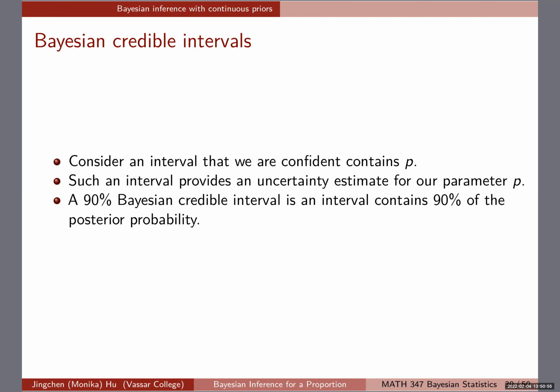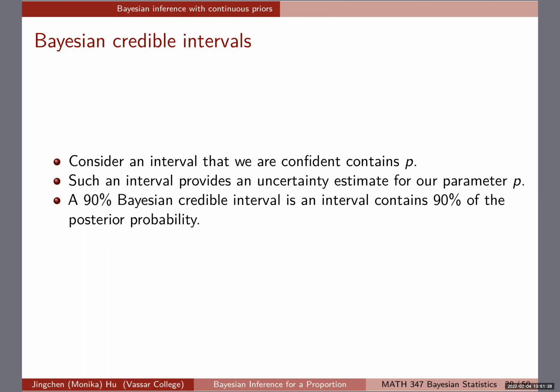Okay, so let me give you an example. Consider an interval that, well, I'm using the word confident, but it's really just an interval that has exactly a certain probability of containing P itself. So an interval like this can provide us an uncertainty estimate for our parameter, in this case P. For example, a 90% Bayesian credible interval is an interval that contains 90% of the posterior probability. So once again, it's different from how confidence intervals are interpreted.